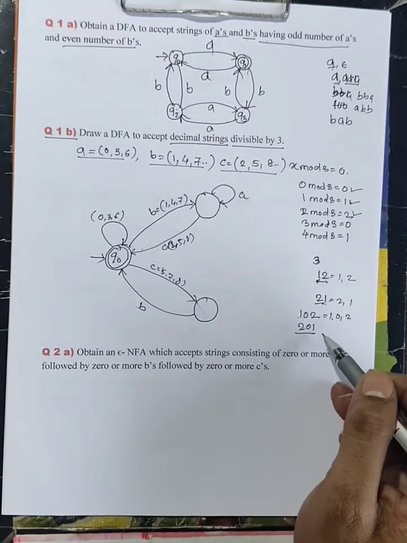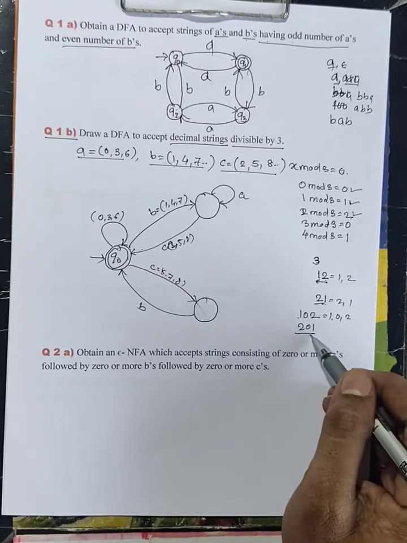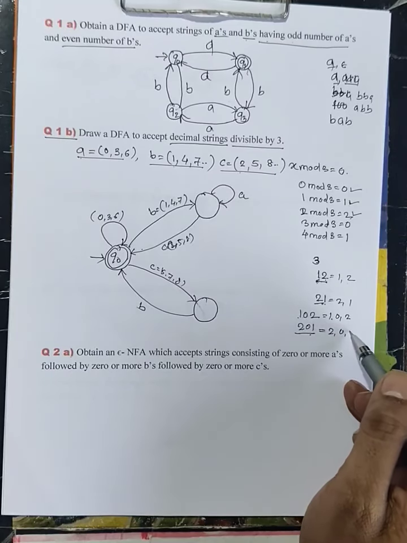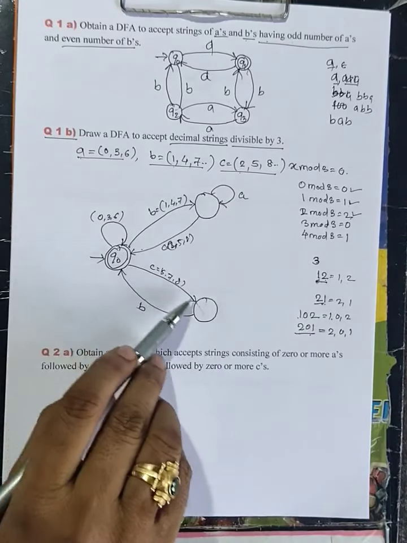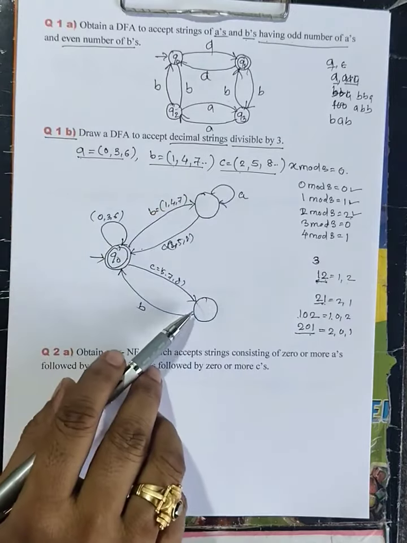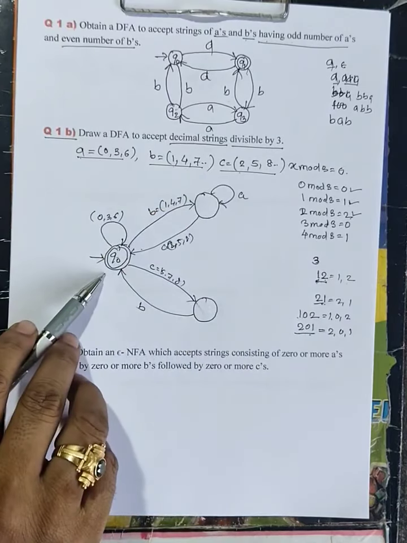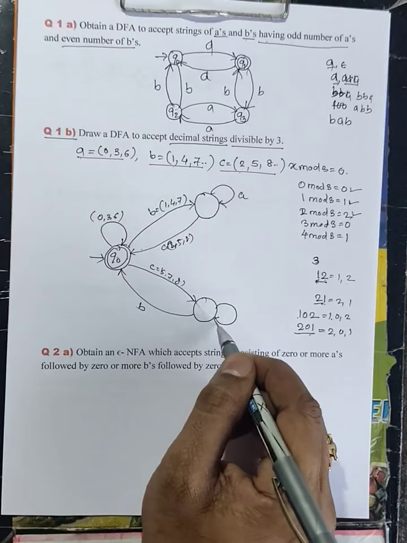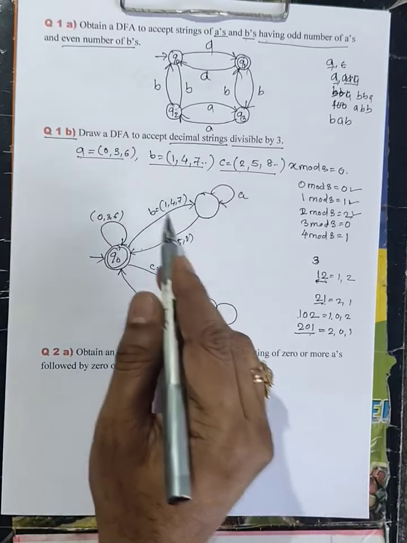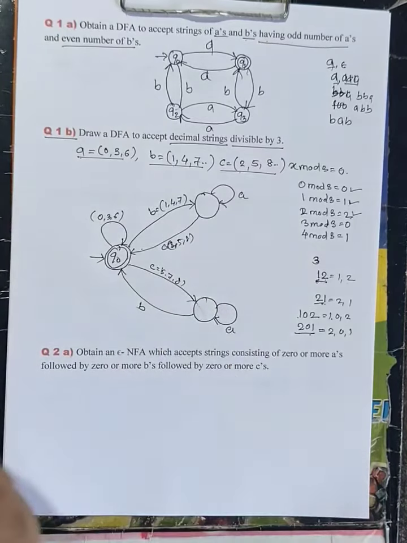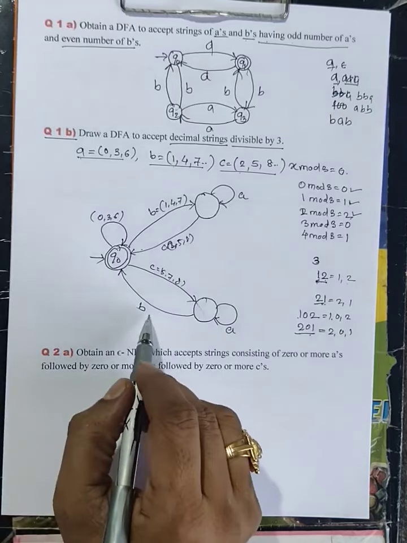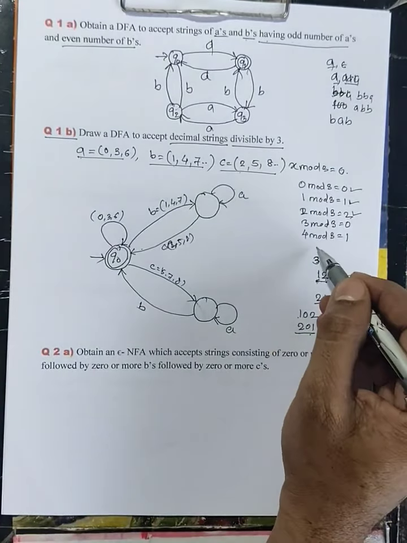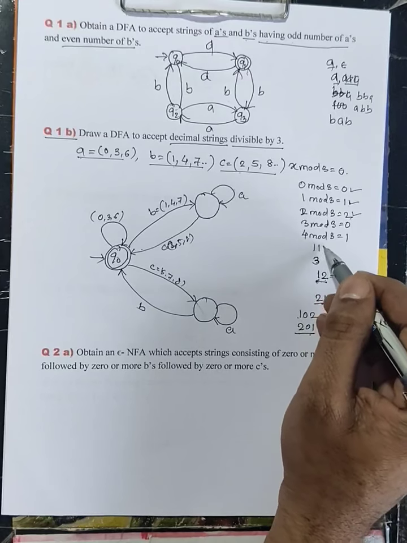Similarly, string is 201. 201 is divisible by 3. For this the remainder is 2, and remainder 1 is there. For this remainder 0, we can take a self loop. Remainder 0 means here A. Or from this 2 transition, or from this also 2 transition, or the next string may be 1 1 1.